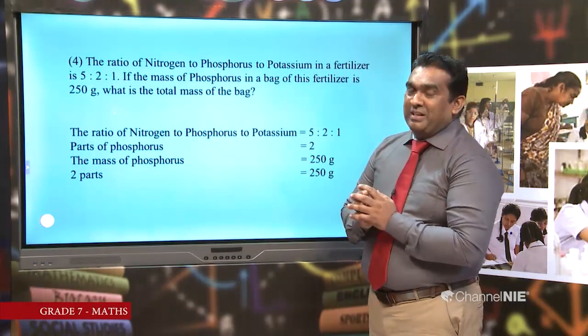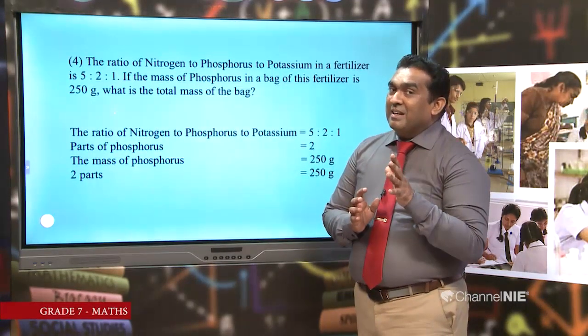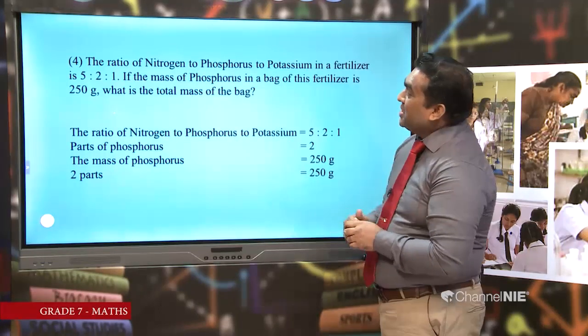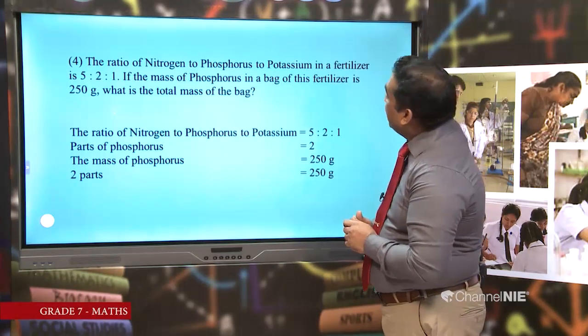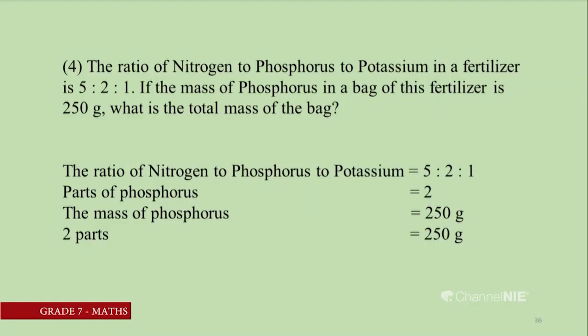Then the next one. Now you can understand well, right? The ratio of nitrogen to phosphorus to potassium in a fertilizer is 5 to 2 to 1. If the mass of phosphorus in a bag of this fertilizer is 250 gram, what is the total mass of the bag? We want to find out the total mass.